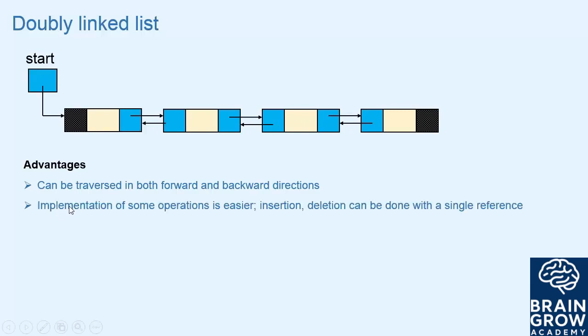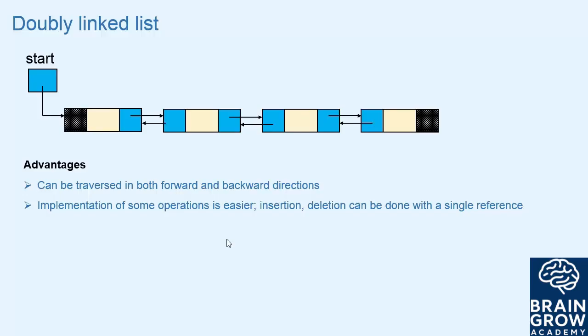Second advantage is that implementation of some operations is easier. Insertion and deletion can be done with a single reference. For example, for deleting a node in a single linked list, we need a reference to the predecessor node. Now, in case of doubly linked list, we just need a reference to the node that is being deleted, because the information of previous node is present in the node itself. So if you have to delete a node from the list and you're given only a reference to that node, then doubly linked list is more efficient.